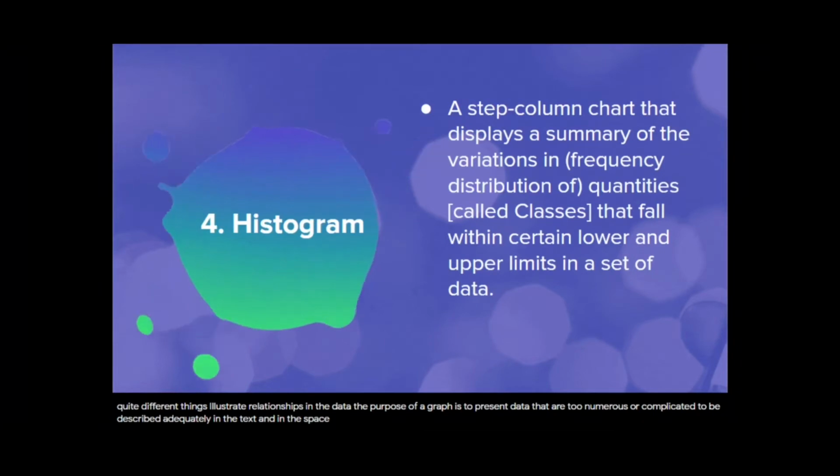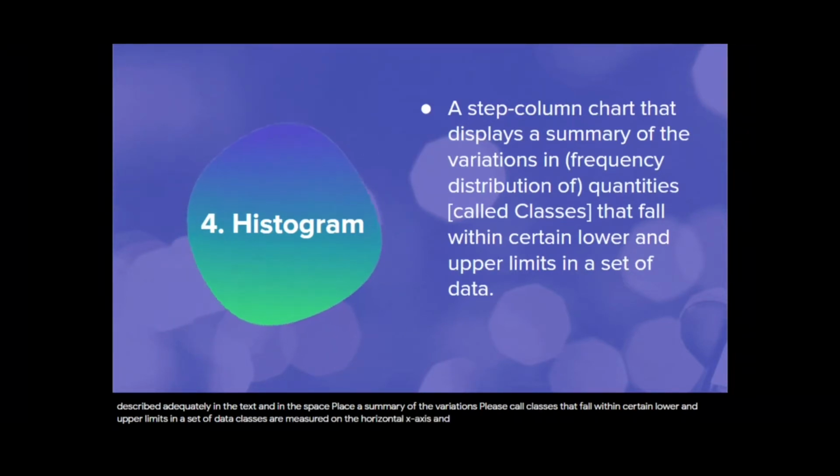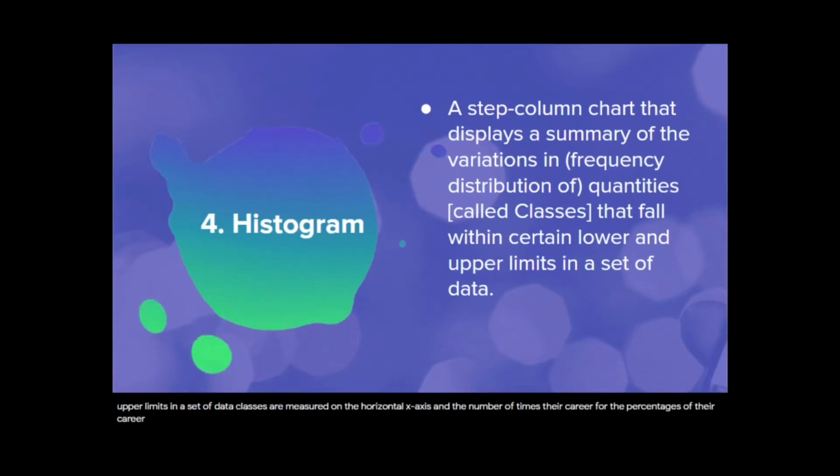Histogram. A stack column chart that displays a summary of the variations in frequency distribution of quantities called classes that fall within certain lower and upper limits in a set of data. Classes are measured on the horizontal x-axis, and the number of times they occur, or the percentages of their occurrences, are measured on the vertical y-axis.